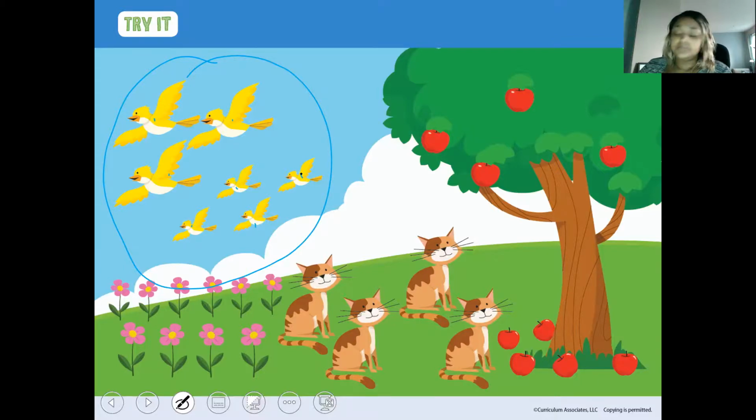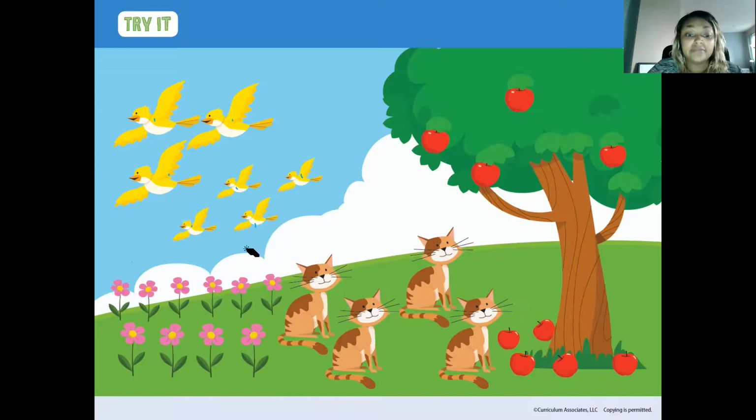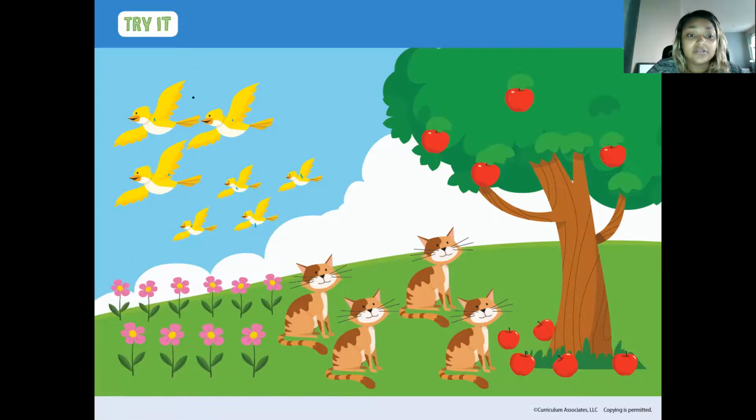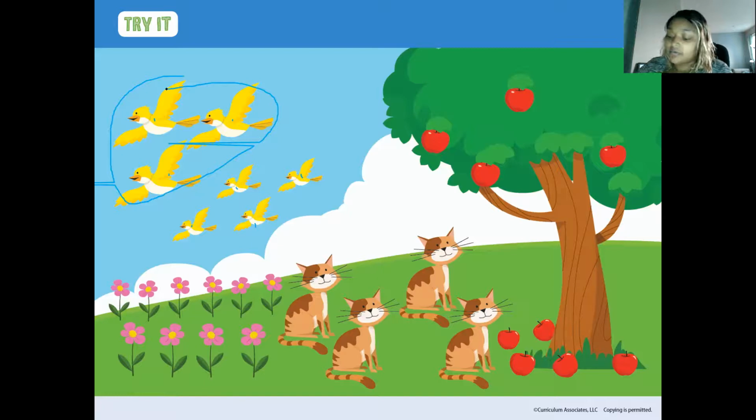So we can split them up like this, and you can do this, what I like to call random. You can do it any way you want. You can just circle some. Oh, okay. There's 3 in my circle, and there's 4 that's not in the circle.